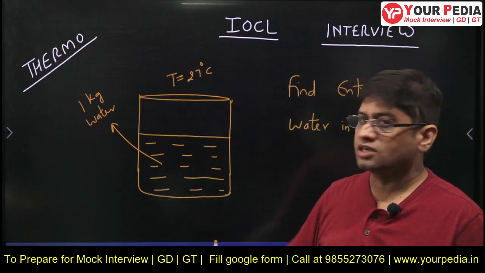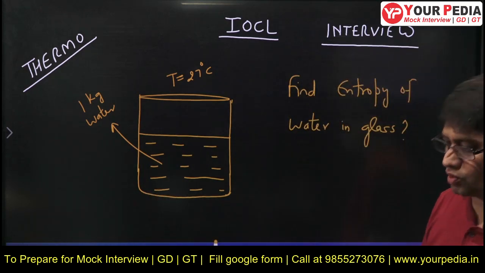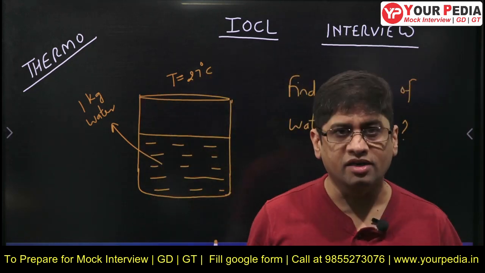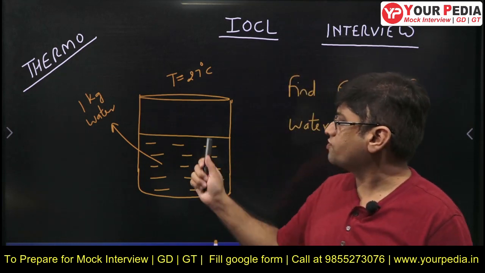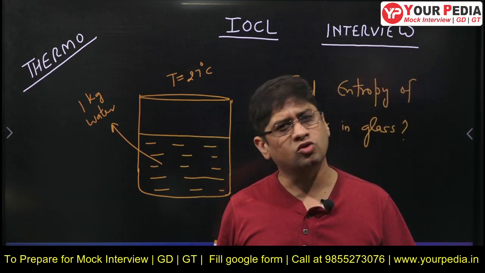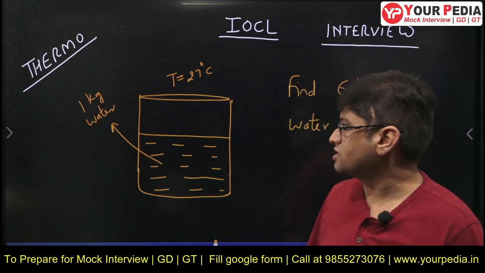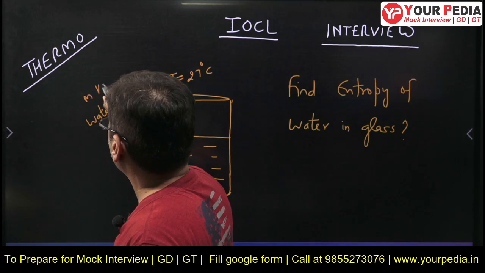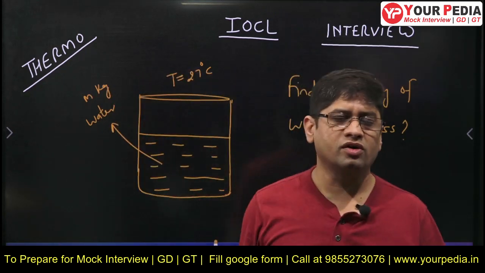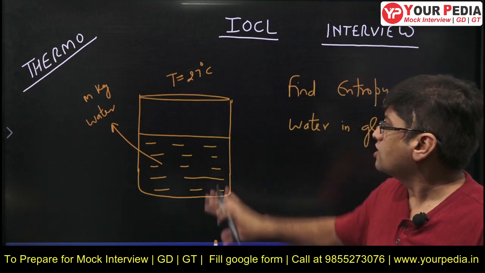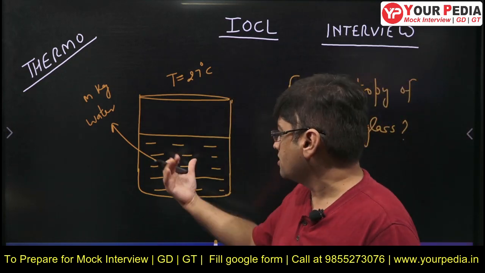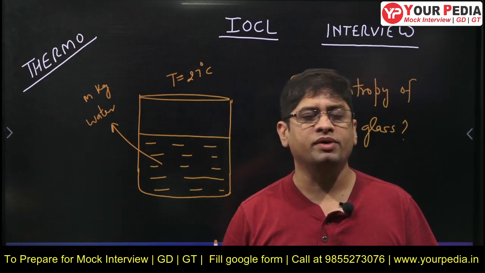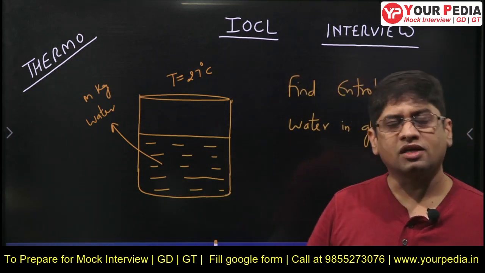Now, the question asked in the IOCL interview from thermodynamics was: there is a glass of water and the room temperature is 27 degrees centigrade, and the temperature of the water in the glass is also 27 degrees centigrade. Let us say m kg of water is given, a water of particular mass inside the glass. So, what is the entropy of the water in the glass?